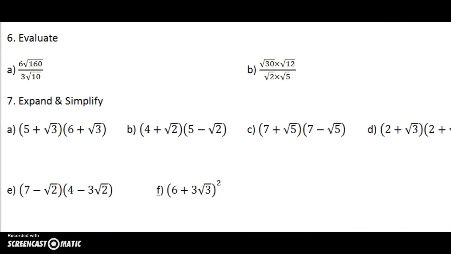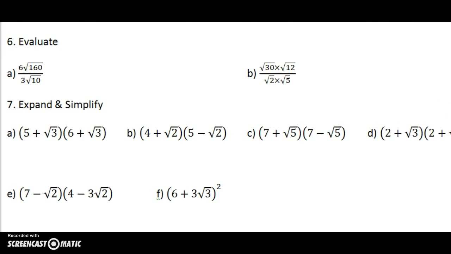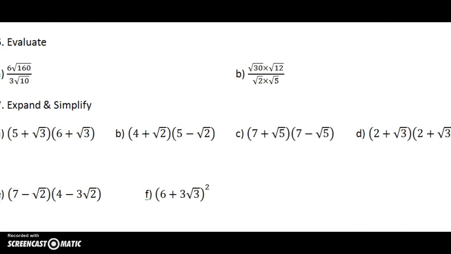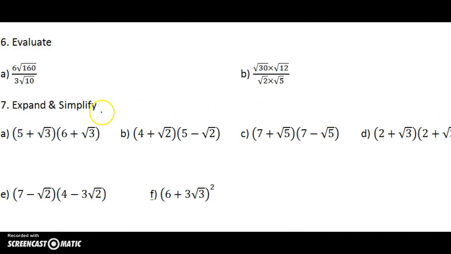We then went on to multiplying out some double brackets. So whichever your favourite method for multiplying out brackets. So if I stick with the crescent moon, 5 times 6 is 30. 5 times root 3, 5 root 3. Root 3 times 6 is 6 root 3.